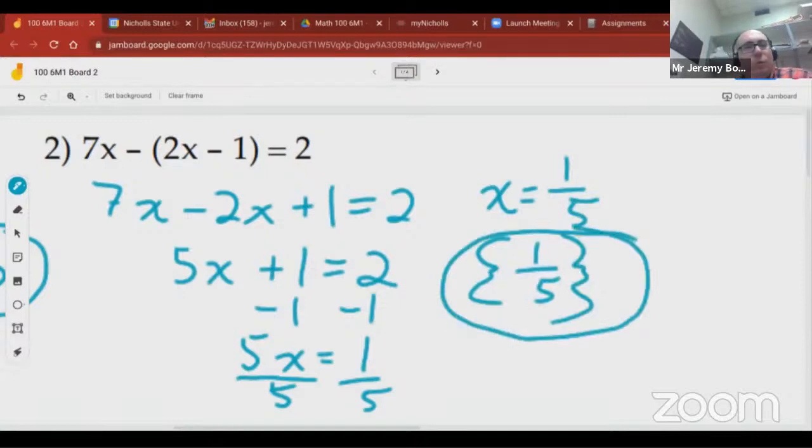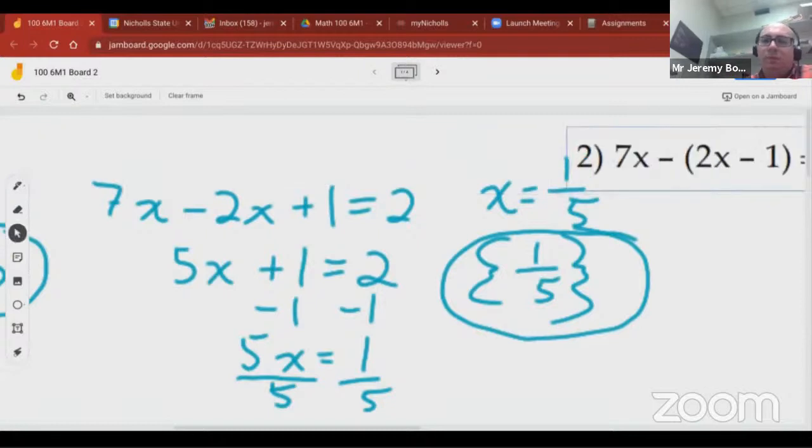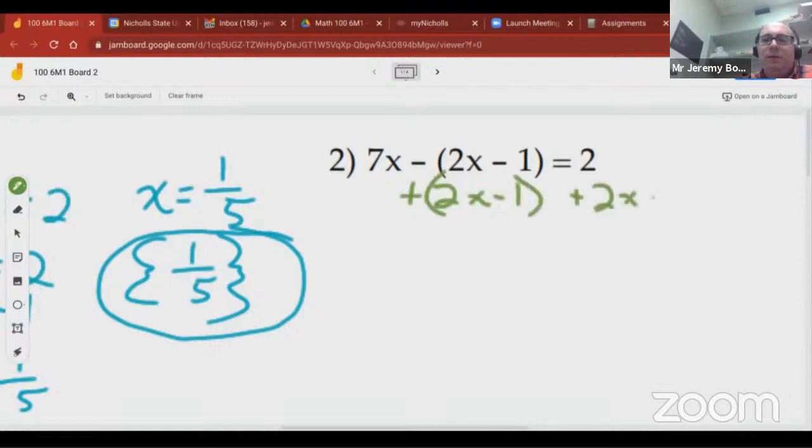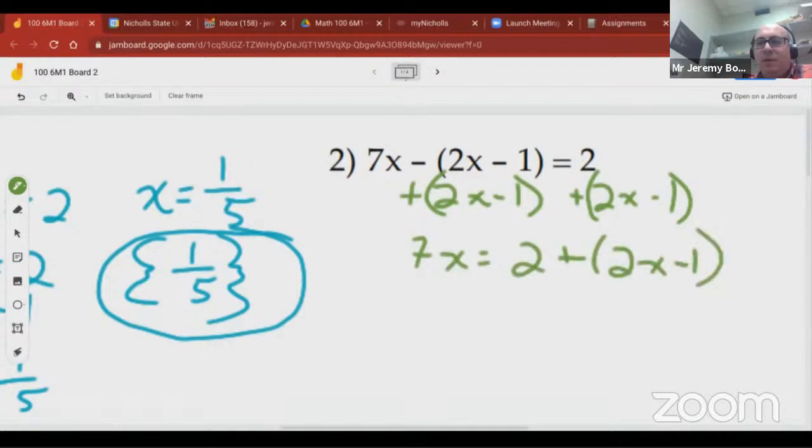Any questions on 2? You just subtracted the whole 2x minus 1 at the beginning. Oh, you added it to both sides? Hey, you could have done that. Let's see. So if you're saying you take that and you just add it to both sides. And so you end up with what, 7x is equal to 2 plus 2x minus 1. You could do that. I mean, you should end up with the same thing.